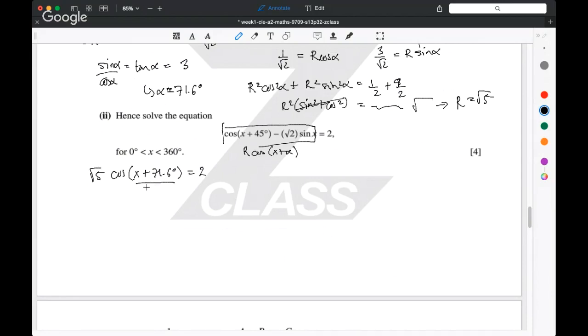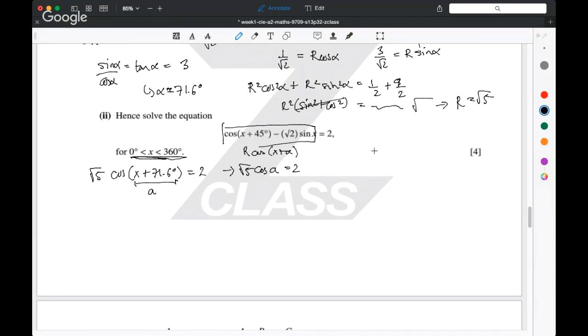So what I'm going to do is call this, I don't know, A. So I'm going to find solutions for A, and then I'm going to use that to find solutions for x. So this is square root 5 cosine of A is equal to 2. And I need to change my limits, right? I need to work out what the range of A is if this is the range of x.